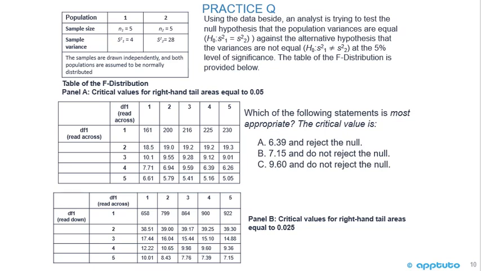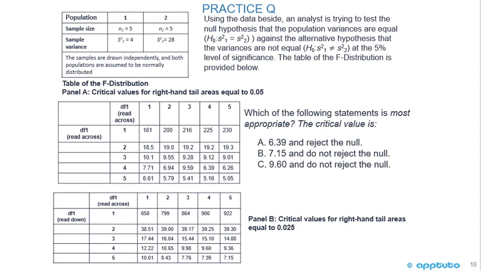So it says, using the data beside, an analyst is trying to test the null hypothesis that the population variances are equal against the alternative hypothesis that the variances are not equal at the 5% level of significance. The table of the F distribution is provided below. So they've given you the F distribution. But the issue is that they've given you panel A, critical values for right-hand tail areas equal to 5%, and panel B is critical values for right-hand tail areas equal to 0.025.